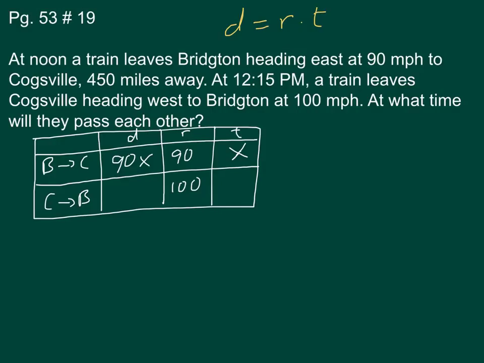Well, since they're ultimately passing each other, they're going to be passing each other at the same time. But the train from Bridgeton left 15 minutes earlier. So the second train has 15 less minutes of travel time than the other one. Say at 1 p.m., the first train has been going for an hour, the second train has only been going for 45 minutes. Now, since x was measured in hours, I'm going to do the same thing with my time for the Cogsville train, and I'm going to say I've got all the time of the original train except for 15 minutes, but 15 minutes is 1/4 of an hour. So that's what I'm looking at there.